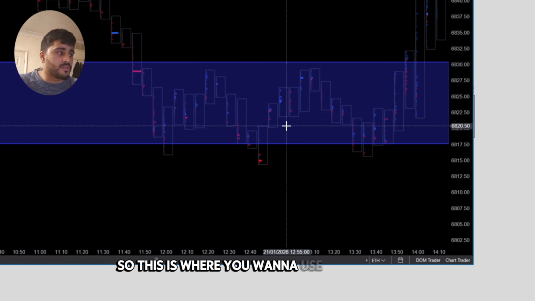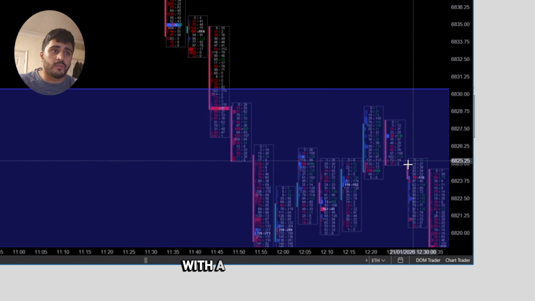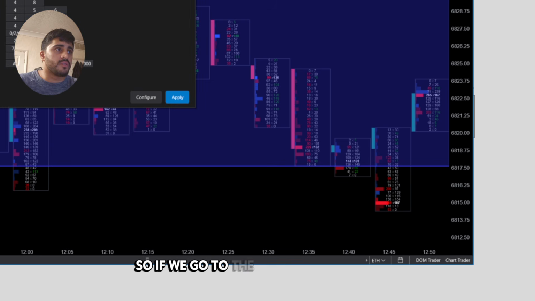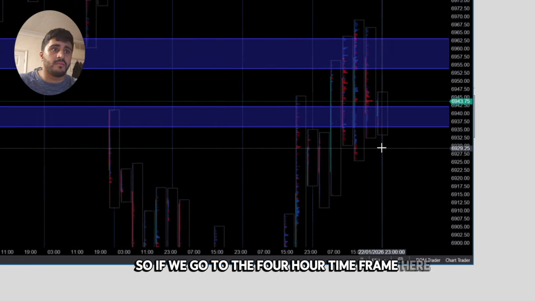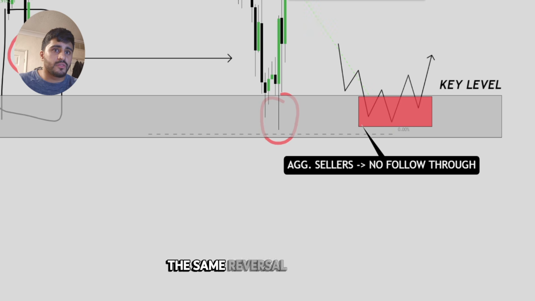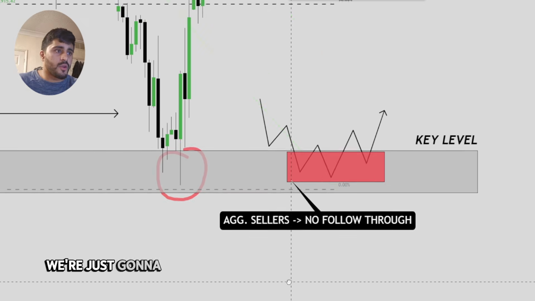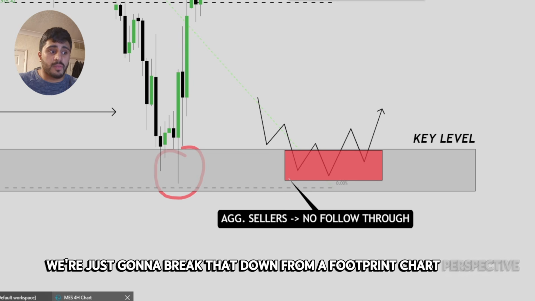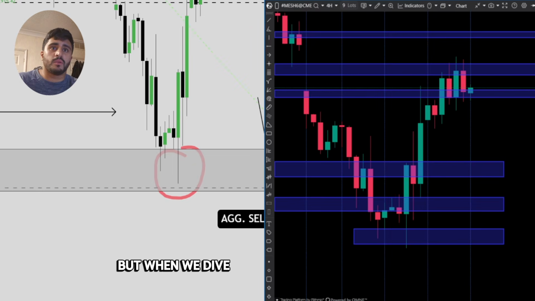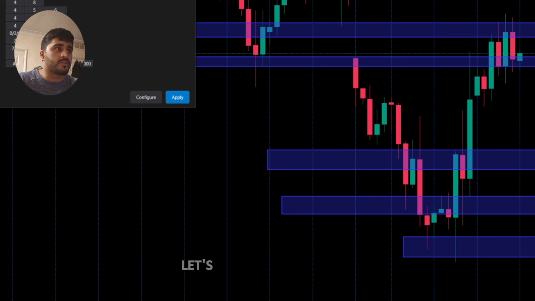This is where you want to use higher time frames with footprint charts. This is the same kind of action. If we go to the 4-hour time frame here, we're studying that same reversal, the same reversal we see over here. We're just going to break that down from a footprint chart perspective. Obviously candlesticks don't tell you much, but when we dive into it specifically, let's go to a 5-minute chart.